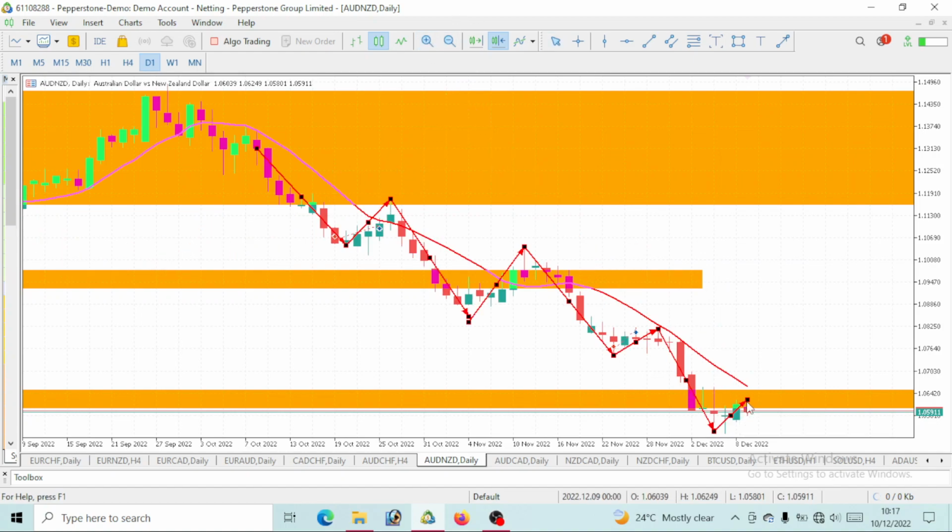Of course, a pullback needs to be made. After that pullback and price has reacted to it, what do you expect? A continuous bearish move. So this week on AUD New Zealand dollar, I expect to sell, and you can still see this price still trading below our 10-period moving average. As long as it is still trading below our 10-period moving average on the daily time frame, then there's only one movement we should watch out for, which is to sell.